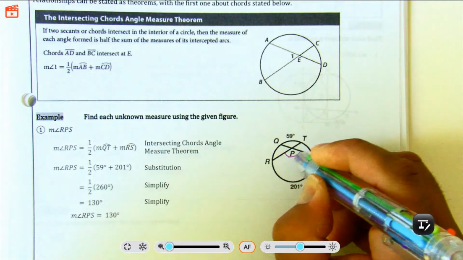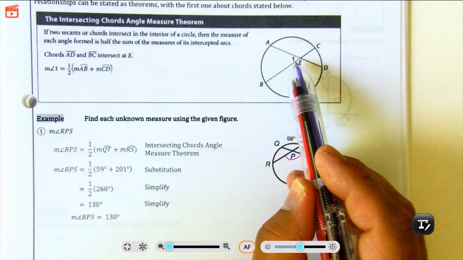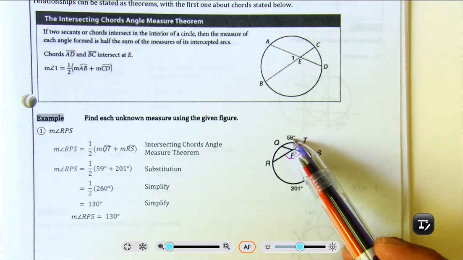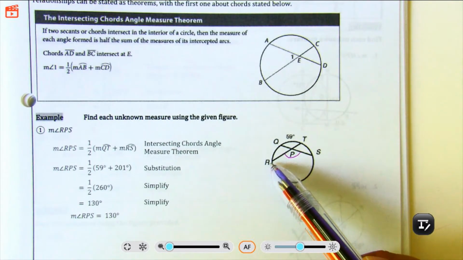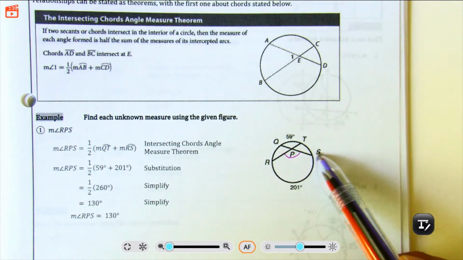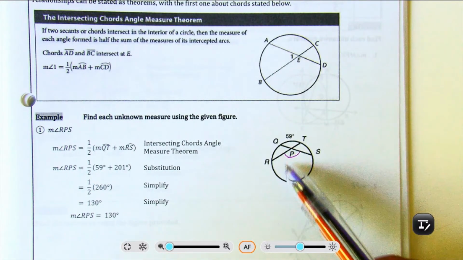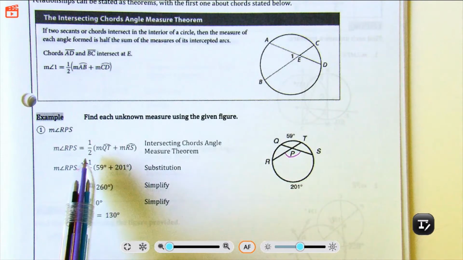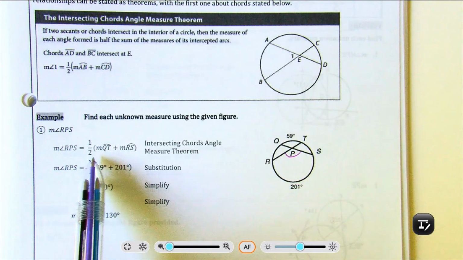The measurement of angle RPS is similar to the measurement of angle 1 in the theorem. With these two chords, we have two arcs that are produced. So we have arc QT and arc RS. Remember that we need to take the sum of these two and then take half to find this angle, RPS. So here is the setup. The measure of angle RPS is equal to 1/2 times the measure of arc QT plus the measure of arc RS.